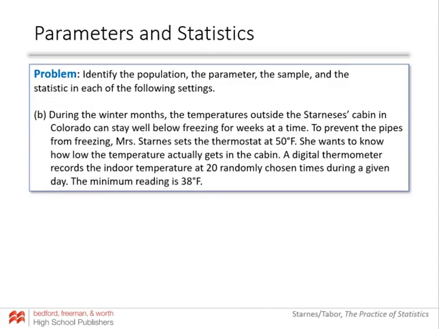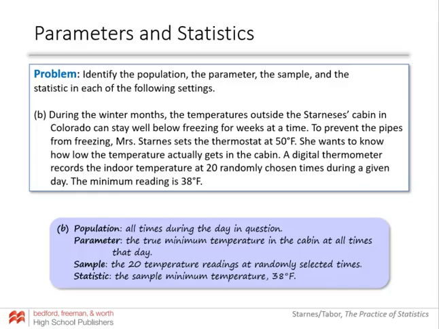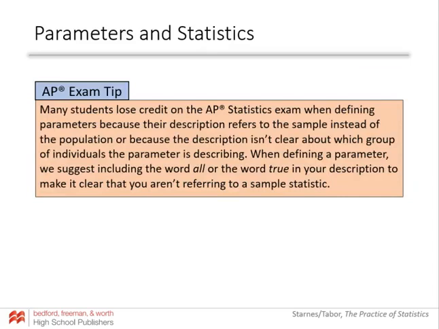Okay, so I want you to pause, read, and give this one a try. Okay, hopefully your answers look something like this. The population is all of the times, the parameter is the true minimum temperature, and the sample is the 20 that we looked at, and the minimum temperature in the sample was 38 degrees, so that is a statistic.